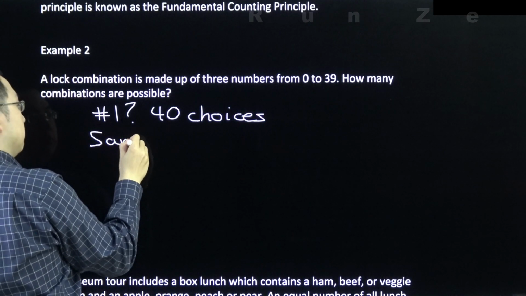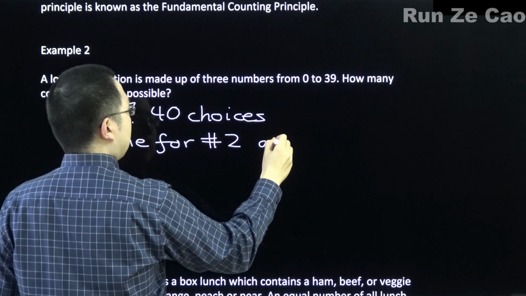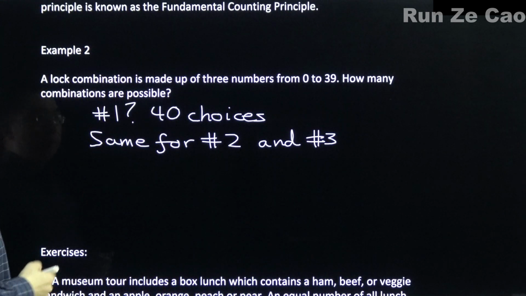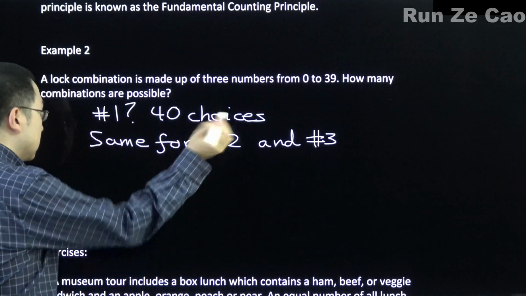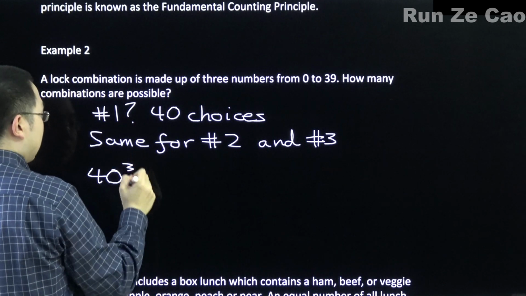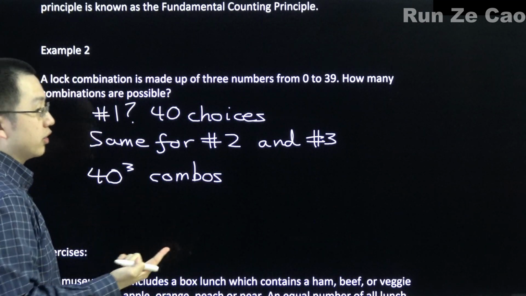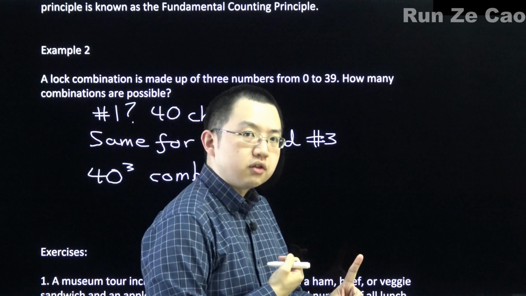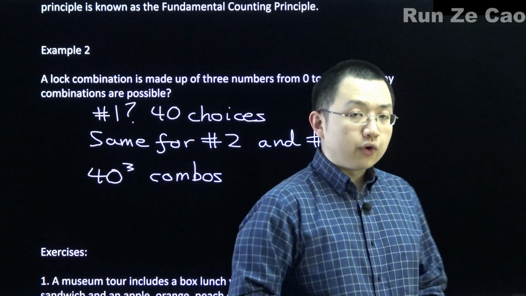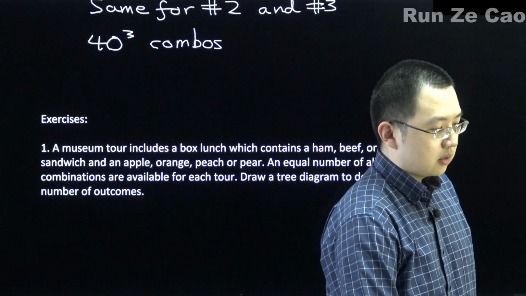And it's the same for number 2 and number 3. Okay, how many combinations are possible? So we have 40 times 40 times 40, so 40 to the third power combos. Because you have 40 choices for your first number, multiplied by 40 choices for your second number, that's already 1,600 combinations, and then 40 choices for your third number. So 64,000 combinations.